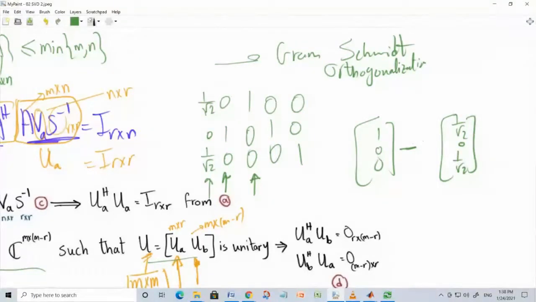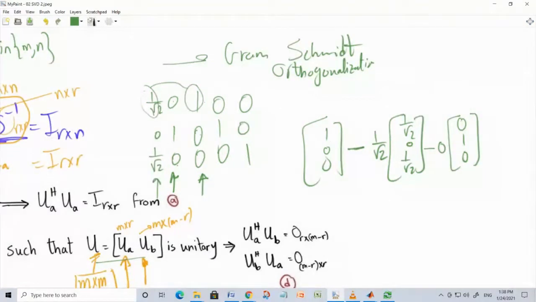multiplied by the inner product of these two vectors. So what is the inner product? It's 1 over square root 2 times 1 plus 0 times 0 plus 1 over square root 2 times 0. So this will be 1 over square root 2, right? And then you have the second column, which is 0, 1, 0, and you multiply by the inner product between these two. So 0 times 1 is 0, 1 times 0 is 0, 0 times 0 is 0. So basically this is 0.